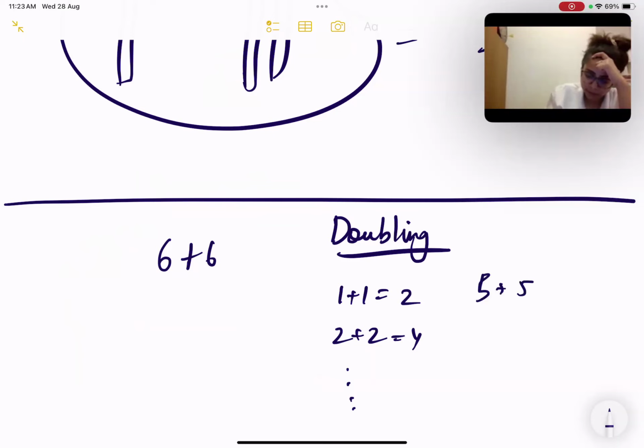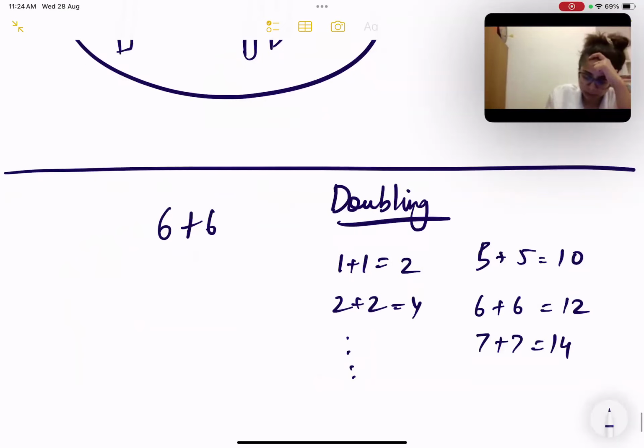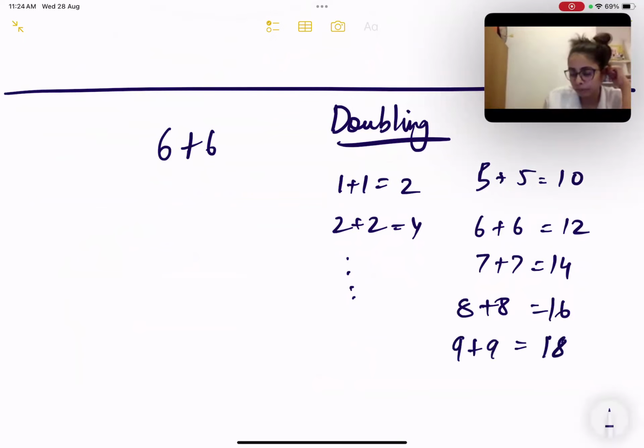5 and a 5 is 10. A 6 and a 6 is 12, or 7 and a 7 is 14. This has to be by-hearted, as well as if you can explain it to them, that is also fine. But once they are practicing it a lot of times, it becomes easy for them to remember, okay? And a 10 and a 10 is 20.